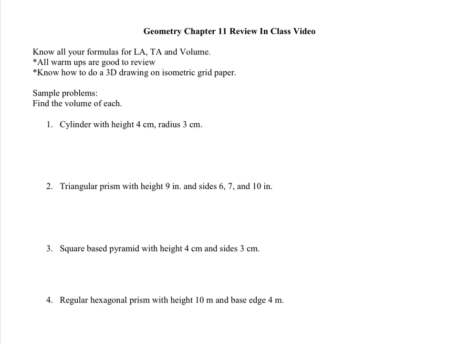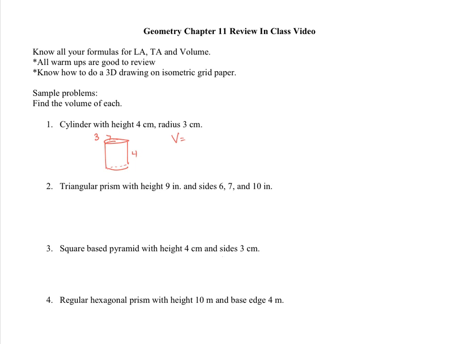The first problem says, find the volume of each. So suppose we had a cylinder with a height of 4 and a radius of 3. In this case, we've got our right circular cylinder, and that should be indicated in the problem. The height is 4, and the radius right there is 3.